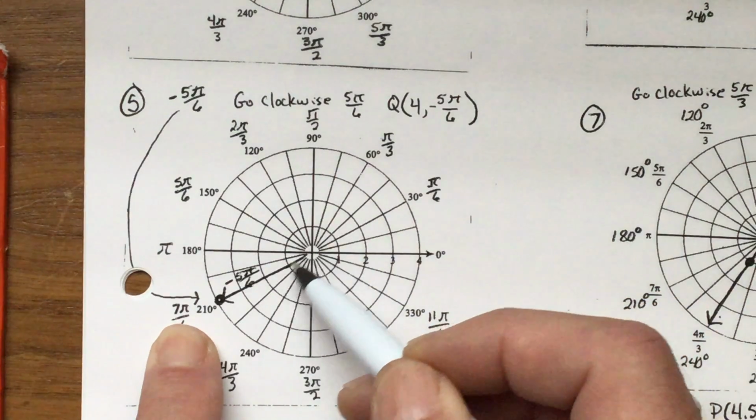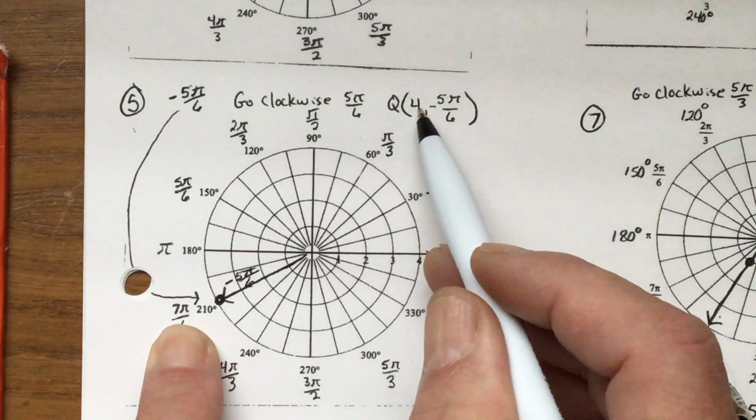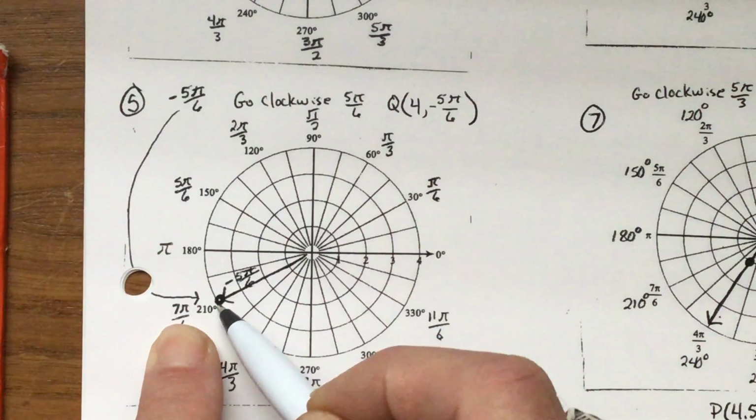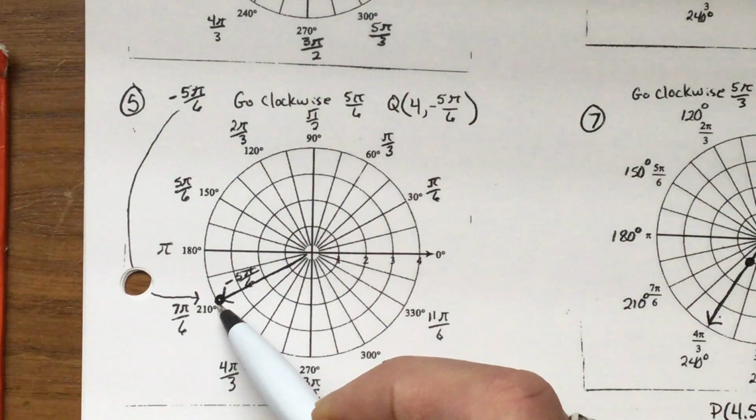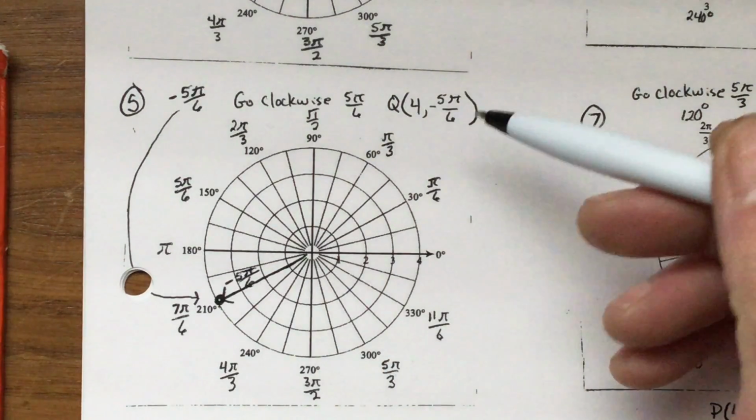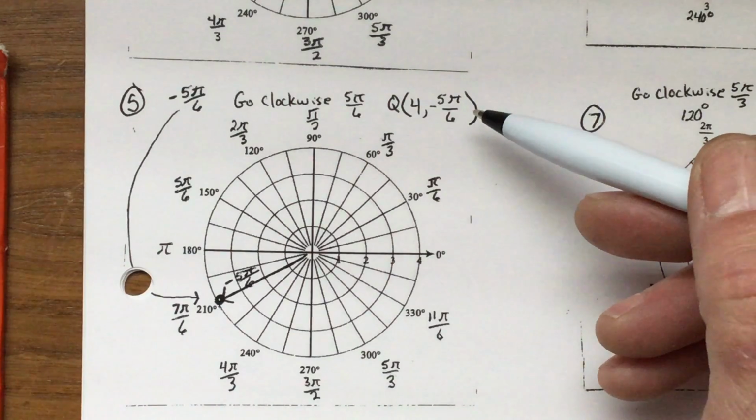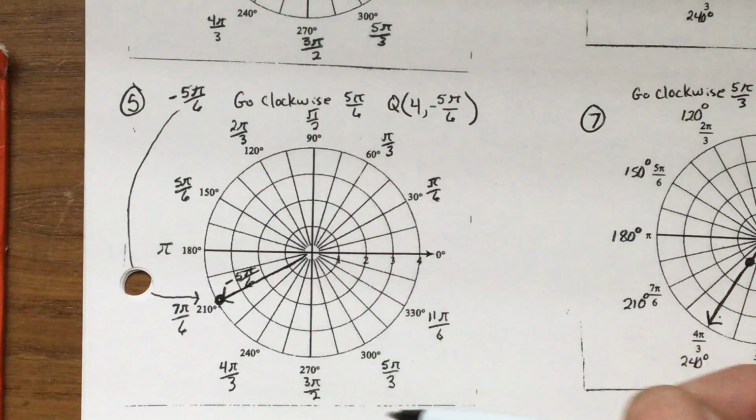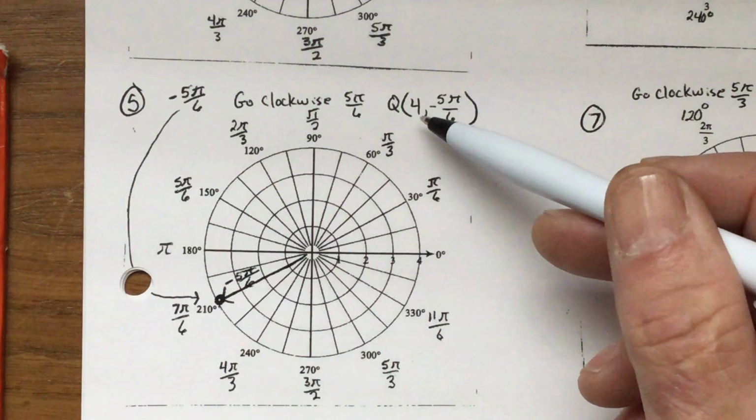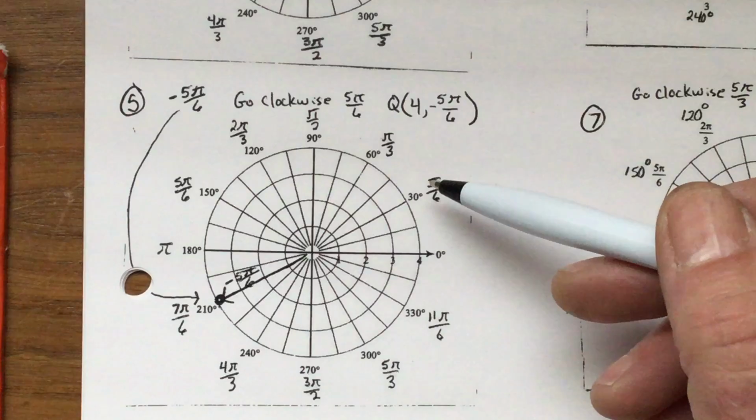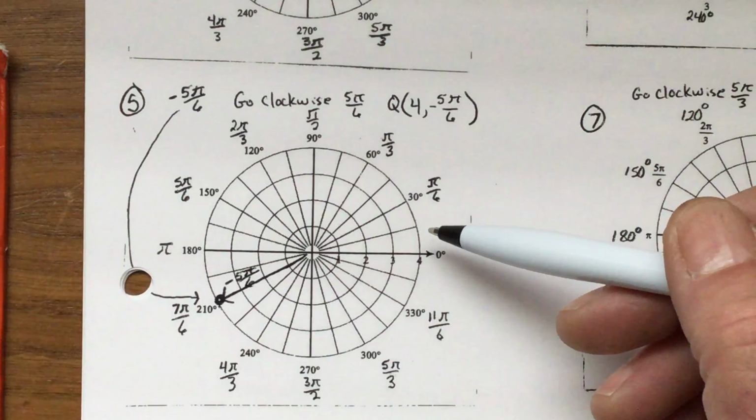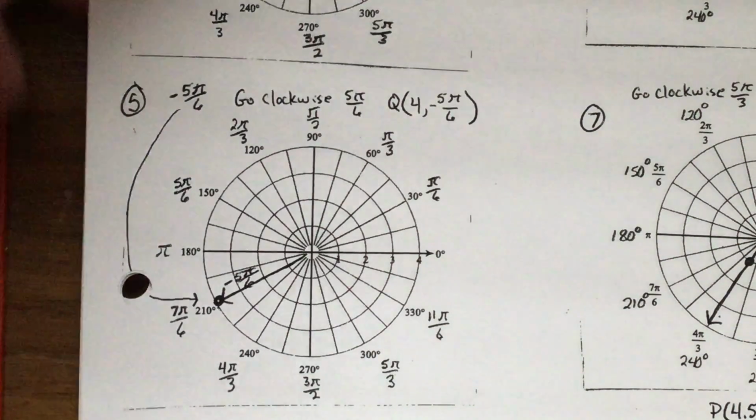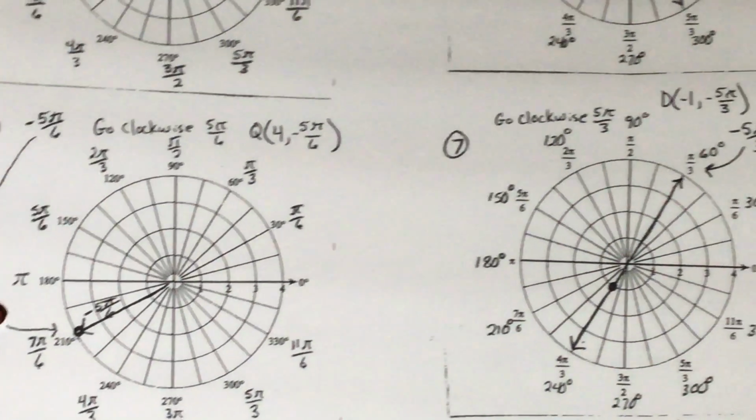Now that I've got that marked, I draw my ray, and I'm going to go 4 units in that direction. So a negative angle rotation means start at 0, go down. A negative radius means do your angle of rotation, then go in the opposite direction for your line segment and marking your point.